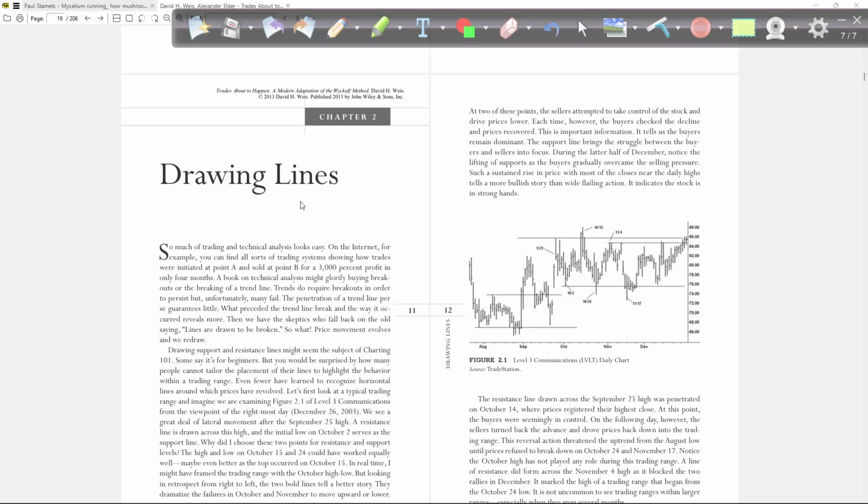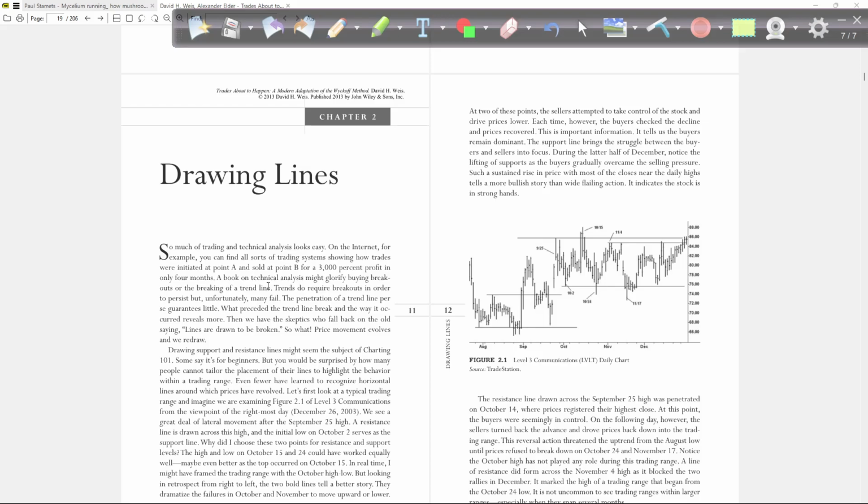Let's get started. Chapter 2, Drawing Lines. So much of trading and technical analysis looks easy on the internet, for example. You can find all sorts of trading systems showing how trades were initiated at point A and sold at point B for a 3000% profit in only 4 months.